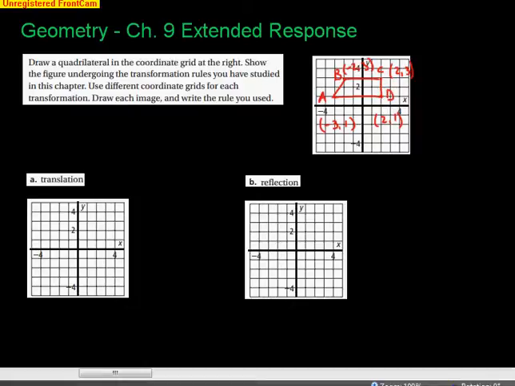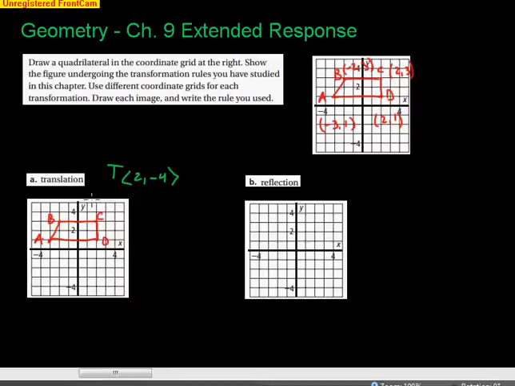So for the translation here, I'm going to use the following rule. And again, you can make it whatever you want to. My rule is going to be, I'm going to translate 2 to the right and 4 down. There's my translation rule. So every time I want to draw the original one, so A, B, C, D. And then I want to draw the translated one.